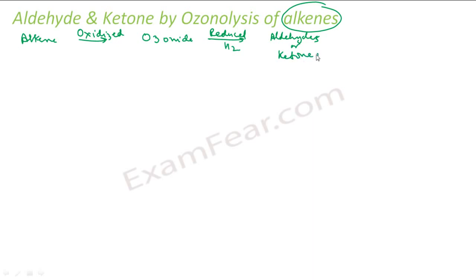Now, whether it will form aldehydes or ketones depends on the number of alpha hydrogen. If it has 2 alpha hydrogen, it becomes aldehydes. If it has 0 or 1 alpha hydrogen, it becomes ketones. I'll show some examples for this. But first, let's see the reaction mechanism.